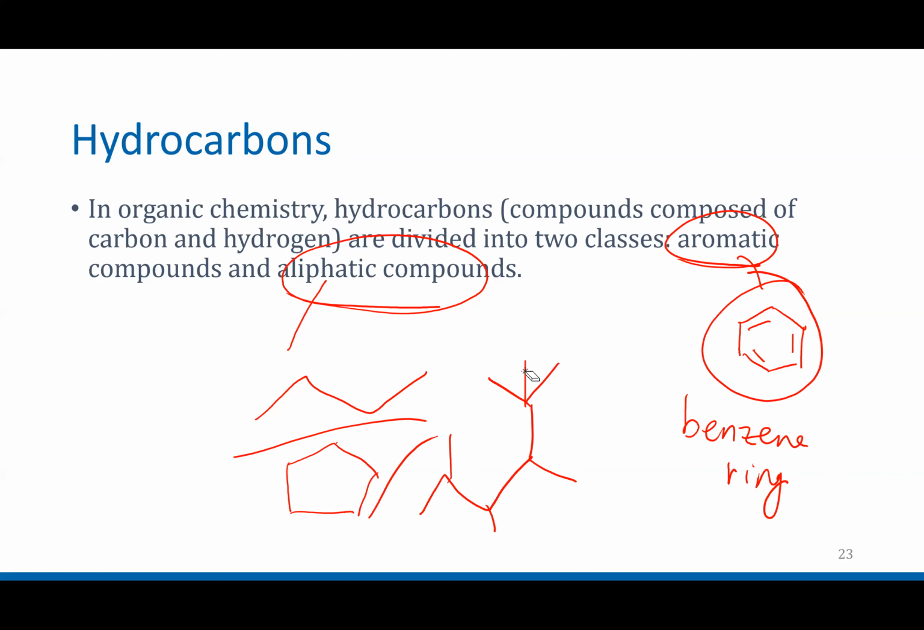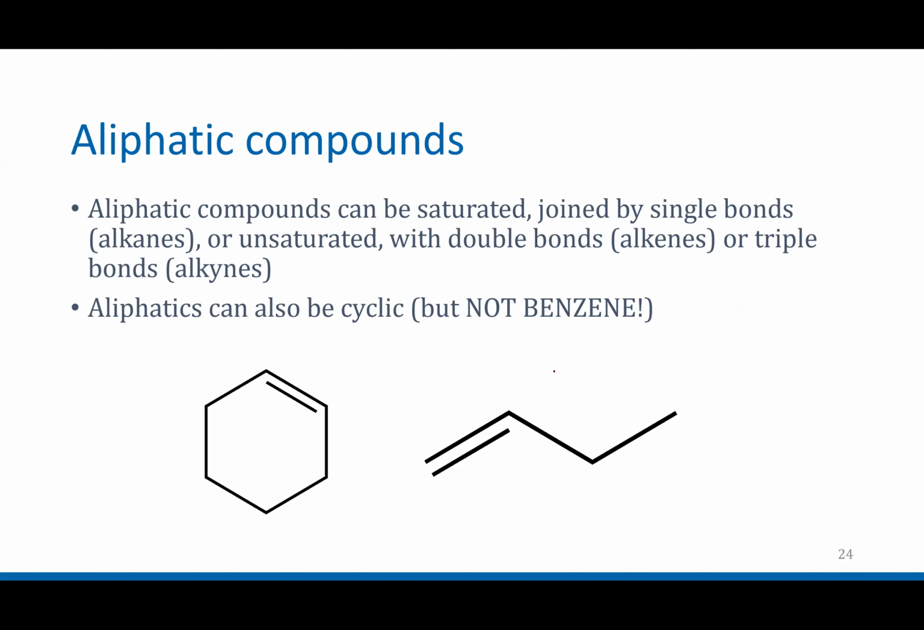So anyways, aliphatic and aromatic. Aliphatic hydrocarbons can be ring-shaped or straight chain, but they are not benzene. That's the key. So this would be cyclic right here, but it is not benzene. I'm underlining this right now. These are terms that you will need to know by the time we get to chapter 2 and chapter 3.